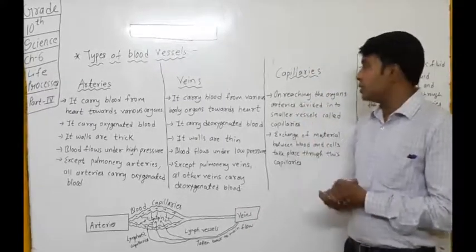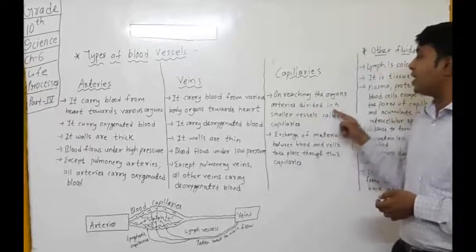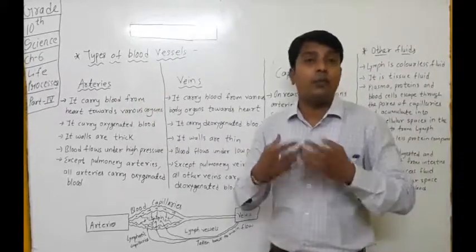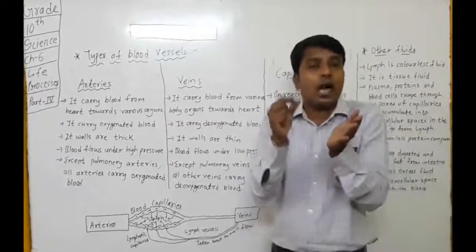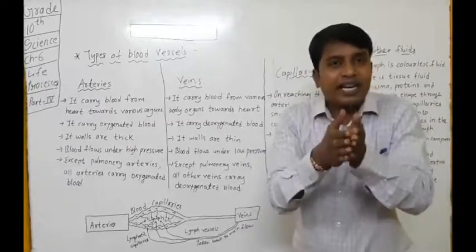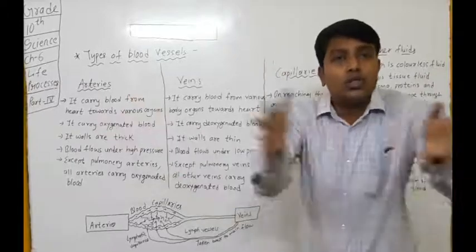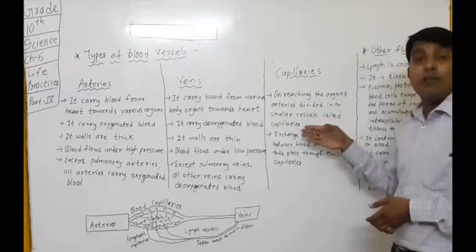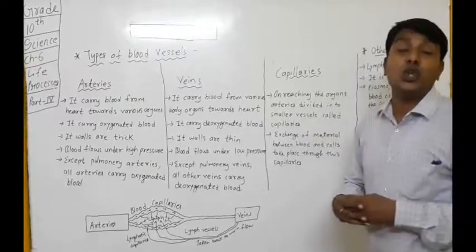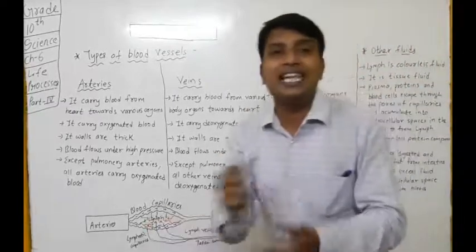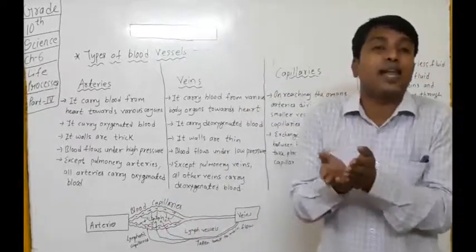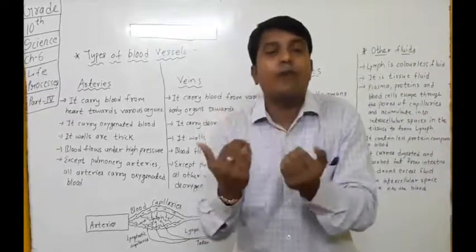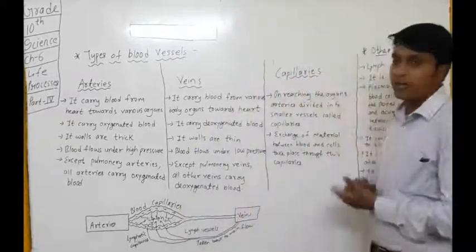On reaching the organs, arteries divide into smaller vessels called capillaries. That means arteries carry oxygenated blood from the heart to various organs of the body. As soon as these arteries reach the organs, they get divided into various branches. Those smaller vessels are known as blood capillaries, and they carry out the exchange of material between the blood and the cells. So whatever exchange of material takes place in our body between the cells and the blood, that whole process is carried out by the capillaries.